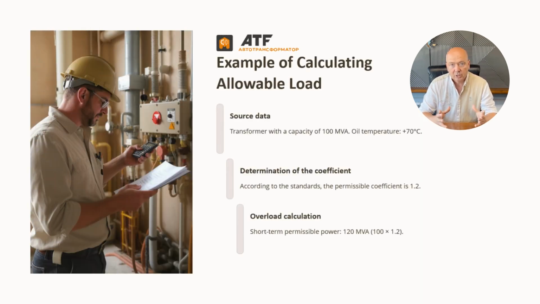Let's look at a sample calculation. Suppose we have a 100 megavolt ampere transformer. The oil temperature is 70 degrees Celsius. The allowable factor is 1.2. This means we can temporarily increase power to 120 megavolt amperes. But afterward, the load must be reduced to avoid overheating the system.